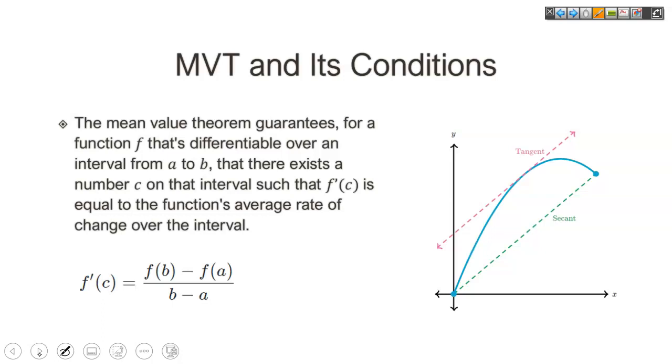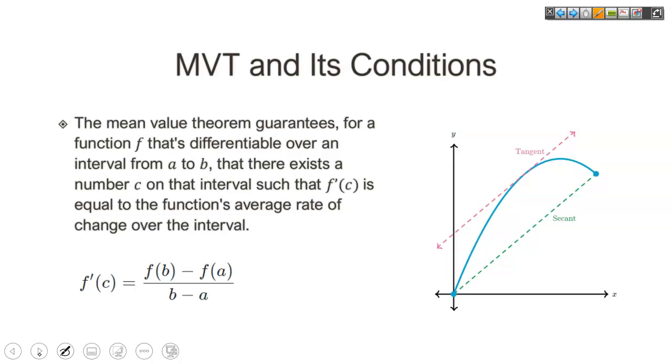If you are going to reference or use the mean value theorem, you must, in your justification, use something along the lines of differentiable and continuous. Differentiability implies continuity. So if in the problem they tell you it's differentiable, you are guaranteed continuity. Continuity does not guarantee differentiability. So MVT guarantees for a function f that it's differentiable over an interval and that there exists a number c on that interval such that f prime of c is equal to the function's average rate of change.